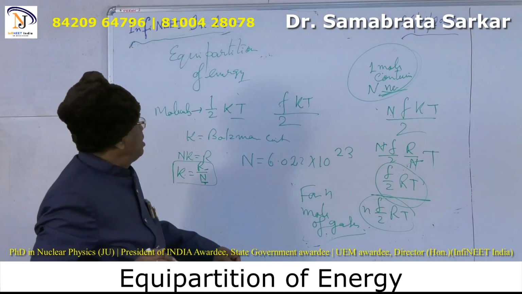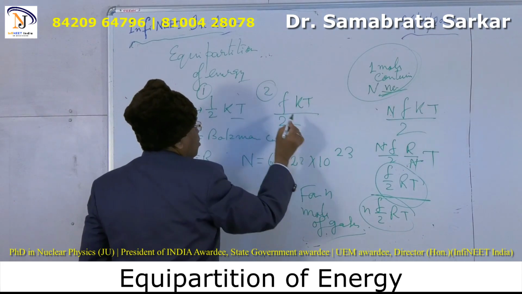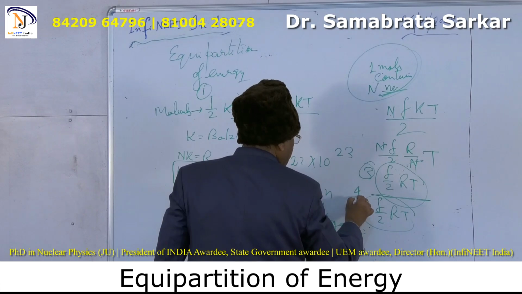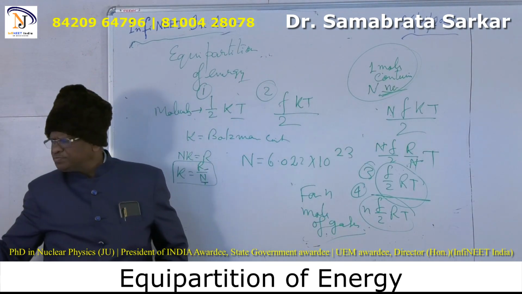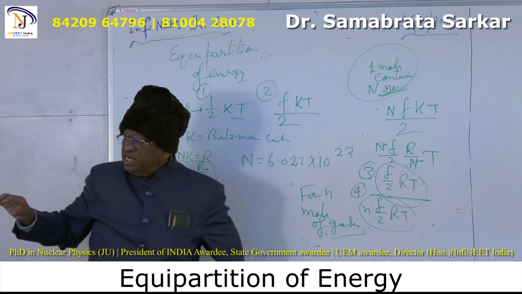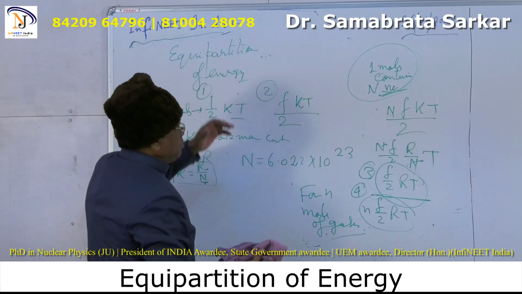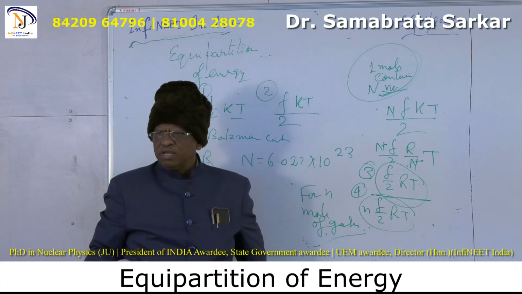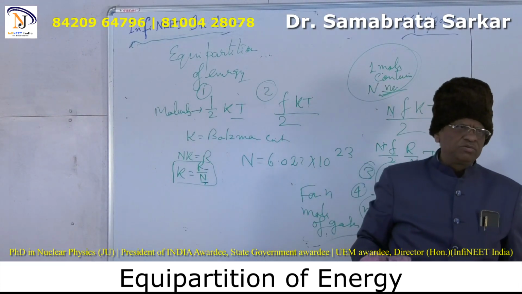1, 2, 3, and 4. So this is all about your degrees of freedom and first law of thermodynamics. I suppose you have understood it better than me. Have you understood? All of you have understood?